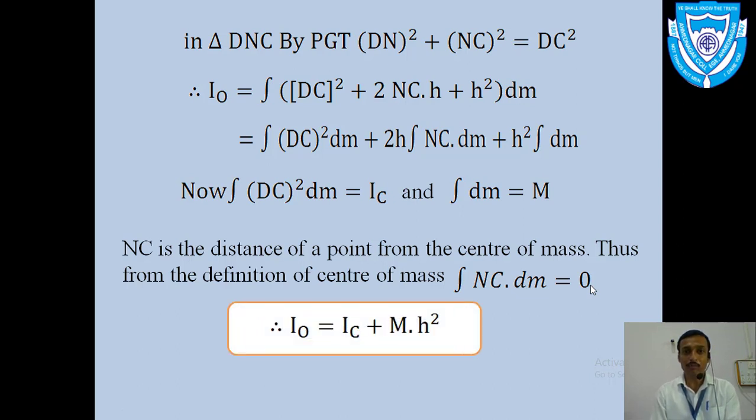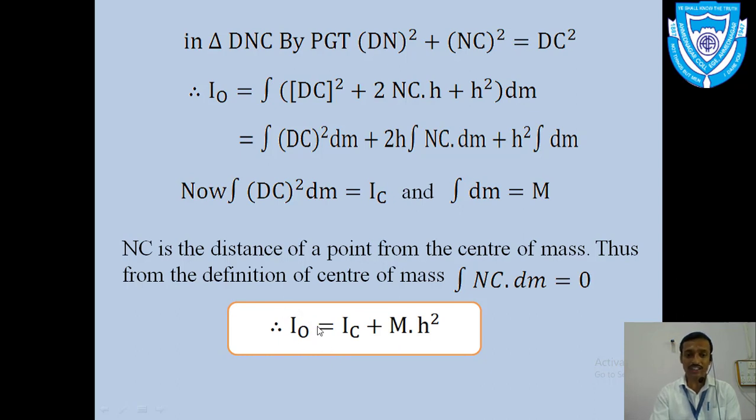So we get moment of inertia about the point O, or the axis passing through point O, is equal to: I put the value, DC square dm is nothing but IC, and dm is nothing but M, and H square as it is. So we get IO is equal to IC plus MH square. I could also say IO, because we have taken the point O. IO is equal to IC plus MH square.